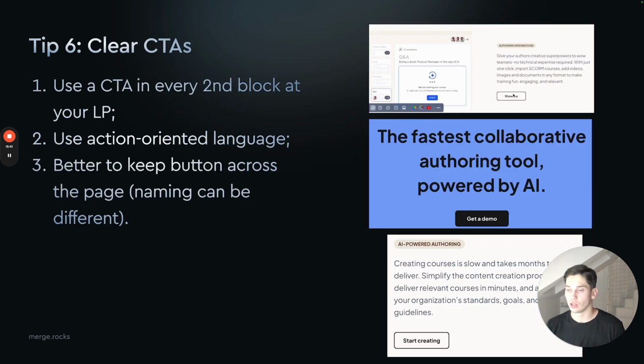Tip number 6 is one of my favorite best practices to improve conversions, and it is placing one call to action across the whole landing page. It increases your conversion by 30% at least. You can see here an example from one of my friends' websites, 360 Learning. I showed it in my previous video. So they have different naming for buttons, but they have linked it to one page.